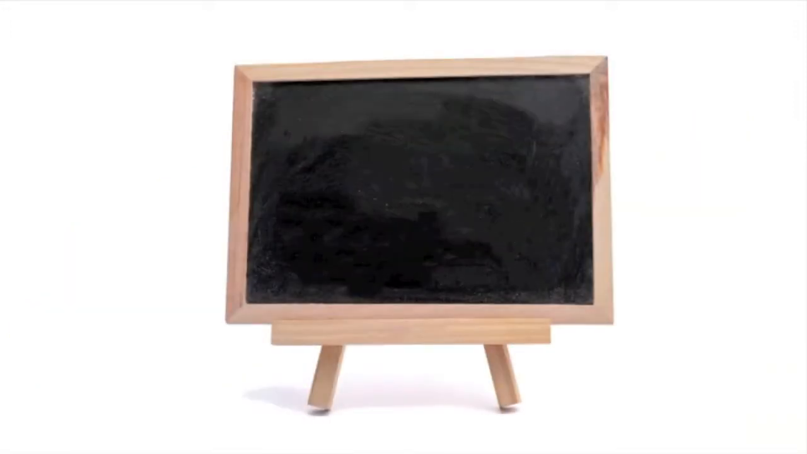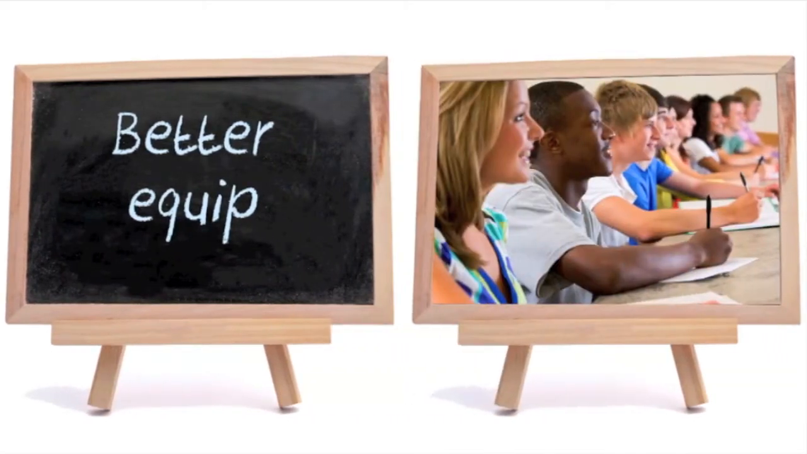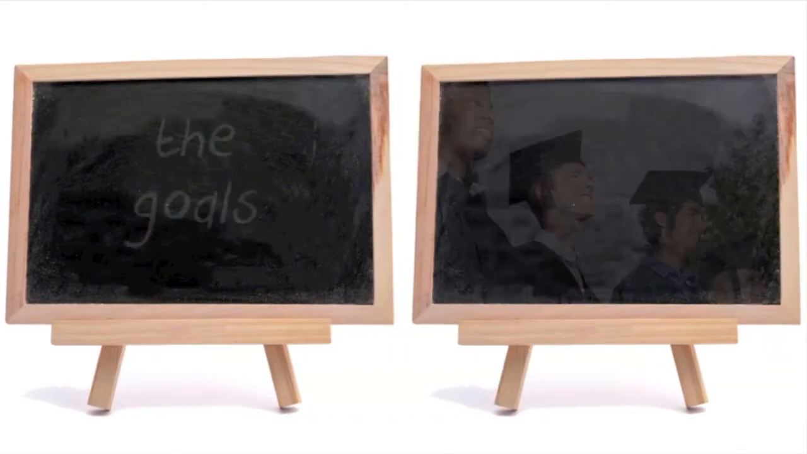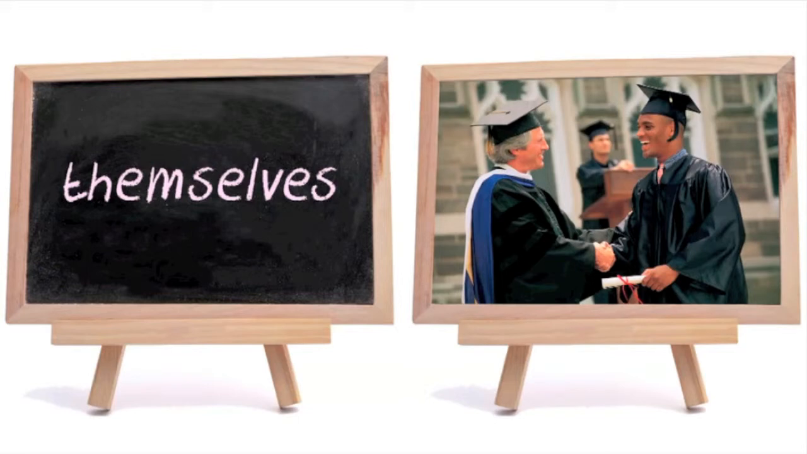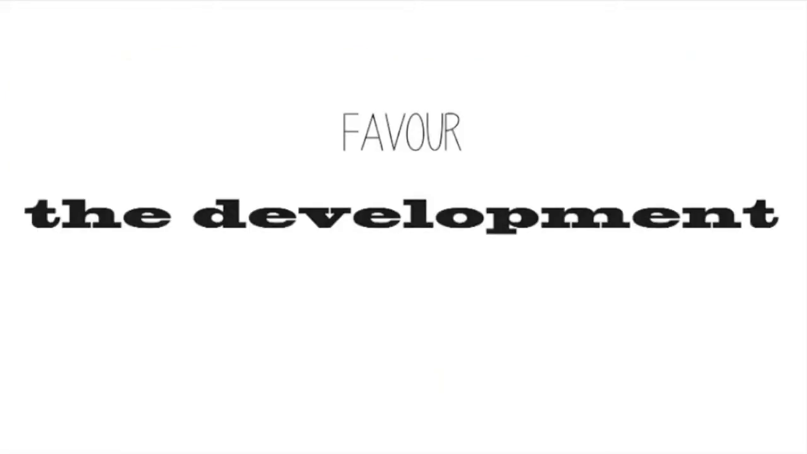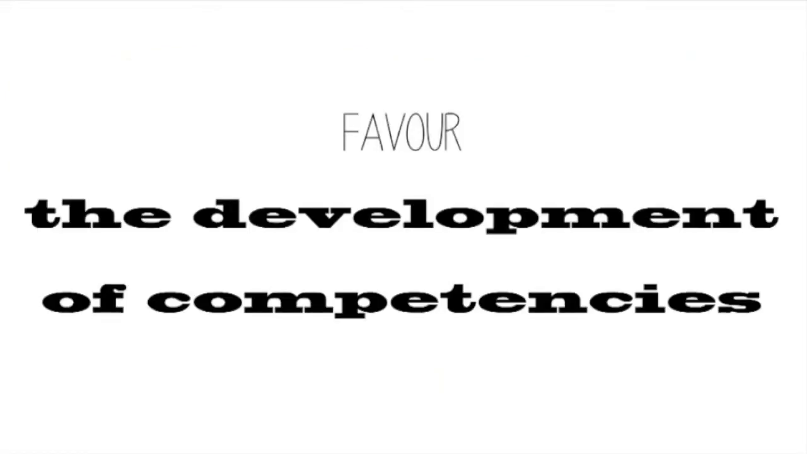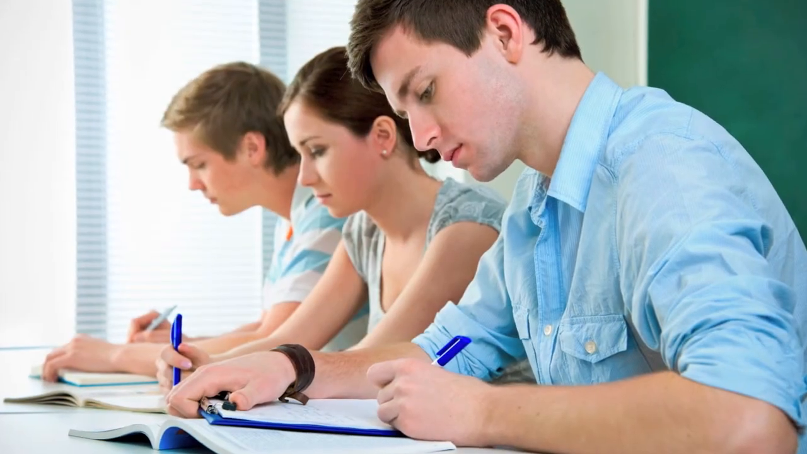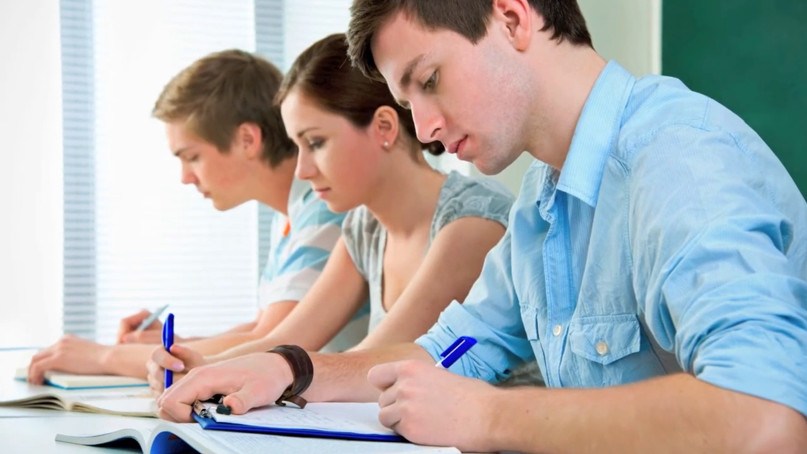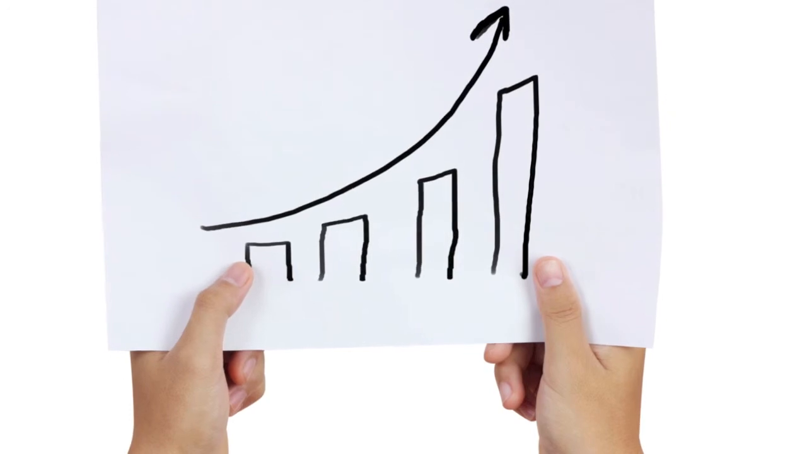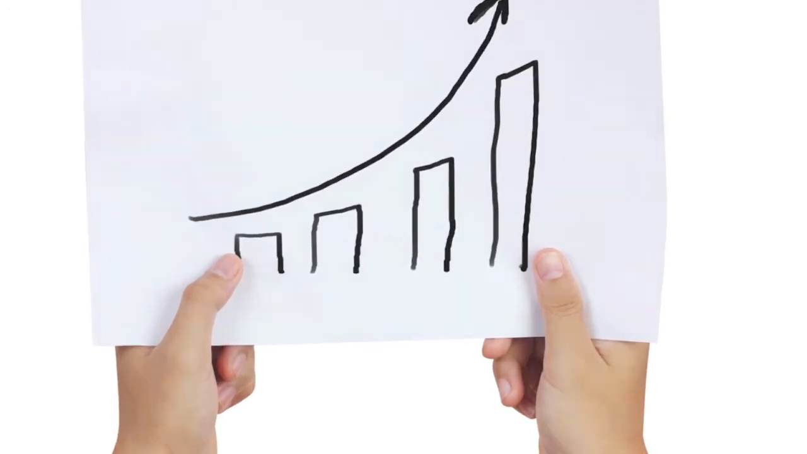Academic knowledge now has a practical use, which is to better equip the students to accomplish the goals that they have set for themselves. The objective is to favor the development of competencies. One way to help is to no longer see the exam as the ultimate goal to attain, but rather as a tool to measure progression and to nourish feedback.